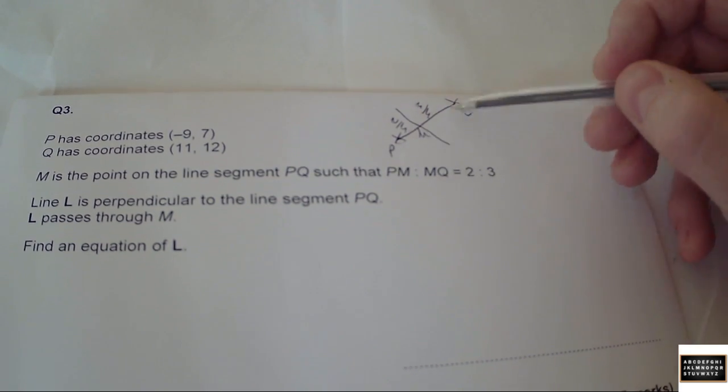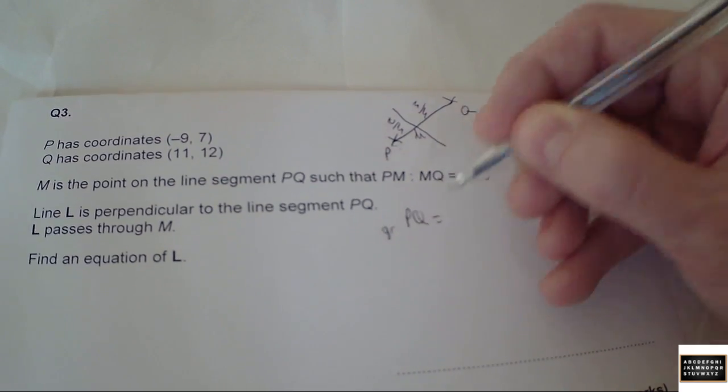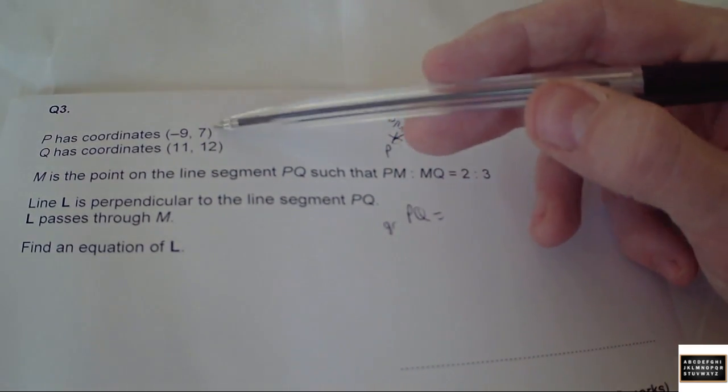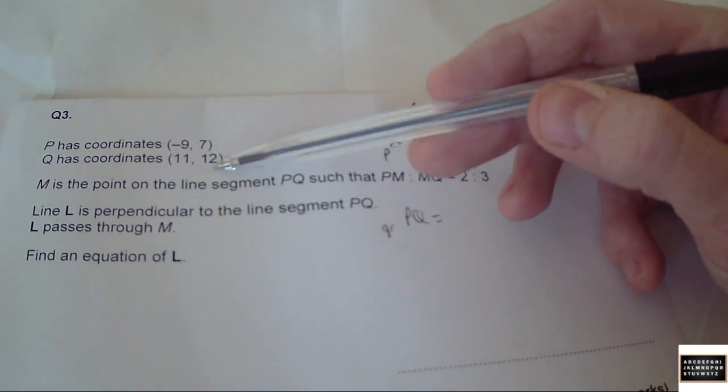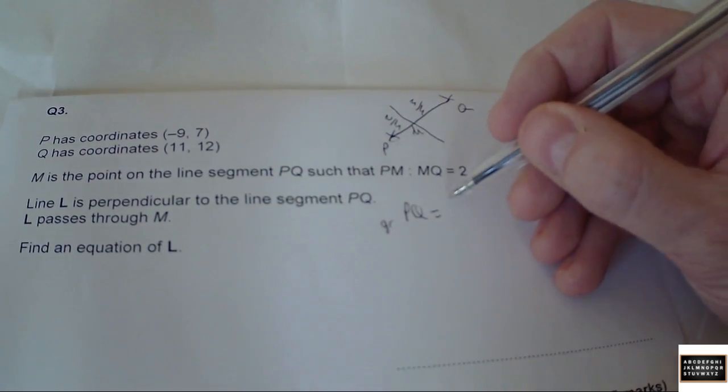So find the gradient of this line, so PQ. So find the gradient of PQ. This you do by changing y over changing x again, same formula. So changing y will be 12 minus 7. So that's just obviously 5.